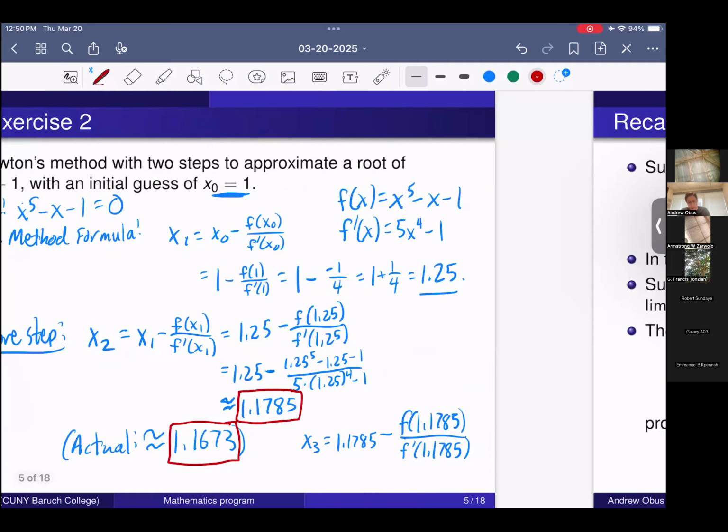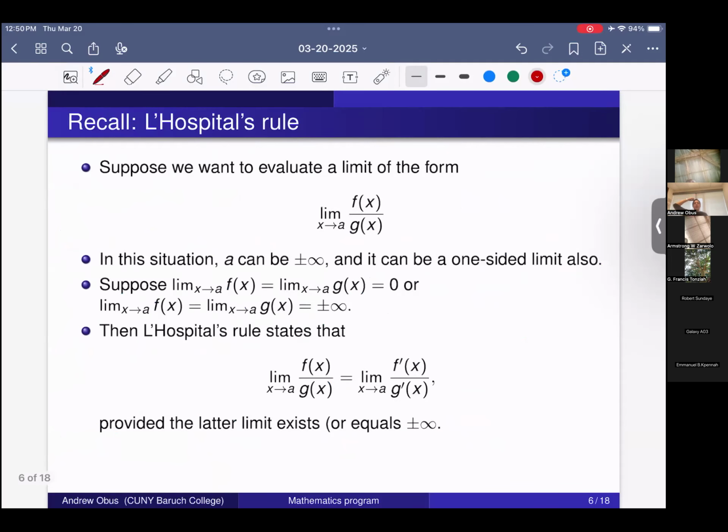All right, let's move along. So we did a third topic last time, and that was called L'Hopital's rule. And this was for evaluating limits in the form of fractions. So if we have a limit in the form of a fraction, limit as x goes to a of f of x over g of x, and this a is very general. It can be infinity, it can be a one-sided limit, it can be anything.